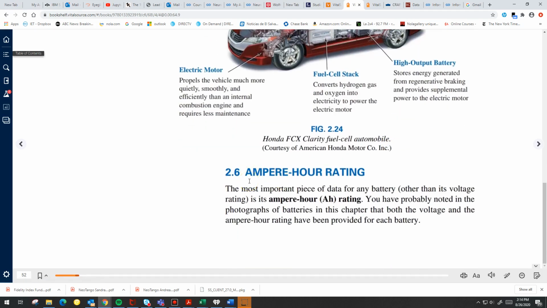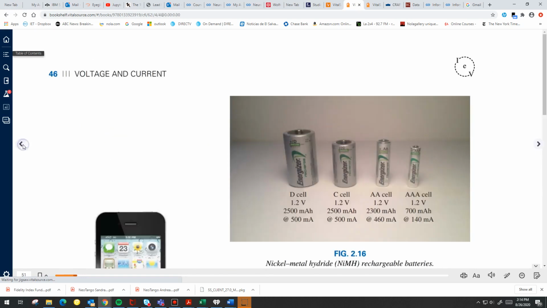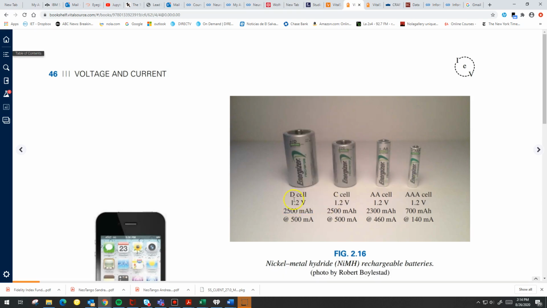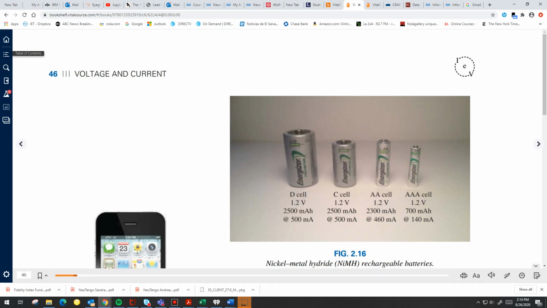The other concept we need to understand is what we mean by ampere hour rating. Okay, and it's shortened as AH, capital AH. And you notice, right? Remember I told you before, when you buy a battery, a lot of times you don't look at that other number here. We normally just look at the voltage, right? And you notice here that all of these batteries provide the same amount of voltage, right? 1.2 volts, all of them, whether it's AAA, AA, C, or D.